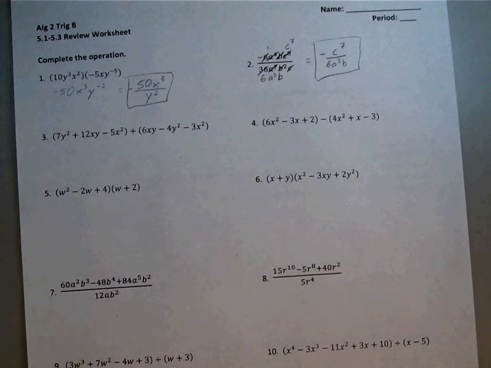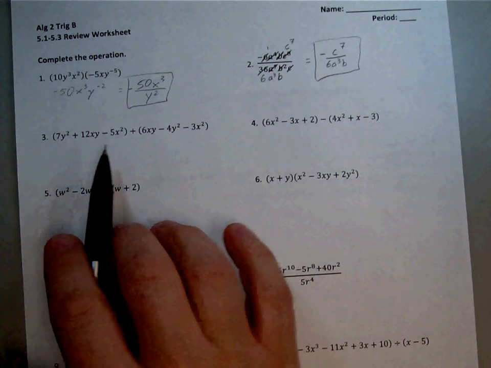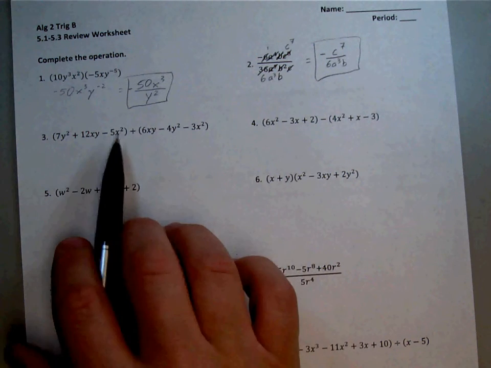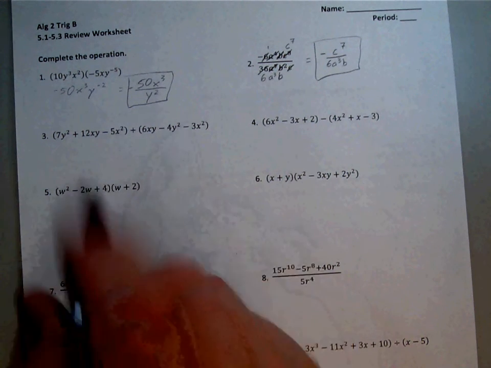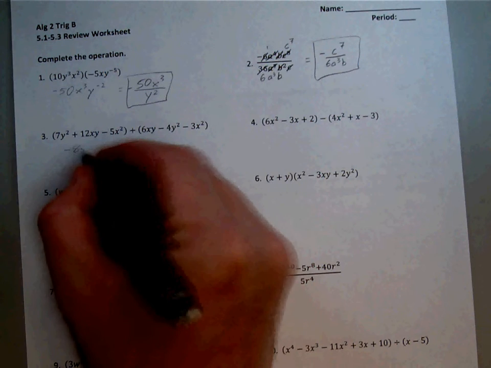Number 3, we just add like terms. I'm going to go in descending order. Now we have multiple variables here, so descending order is a little bit different. I'm going to actually go x. I'm going to pick x's first, put them first in descending order. So x squared is first. Negative 5x squared, negative 3x squared makes negative 8x squared.